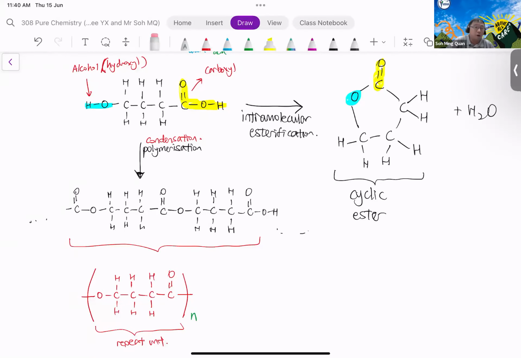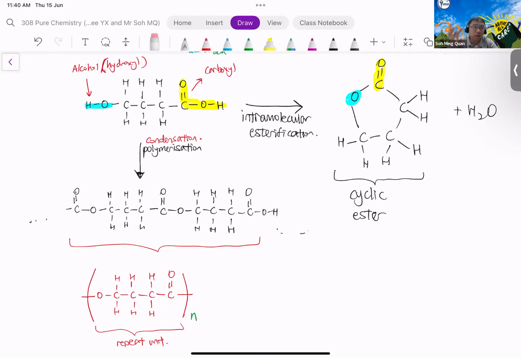So we have seen both possibilities, condensation polymerization and intramolecular esterification. Now, obviously, these are two different reactions. They result in two different products. One results in a condensation polymer. The other one results in a cyclic ester, which is not a polymer, right?